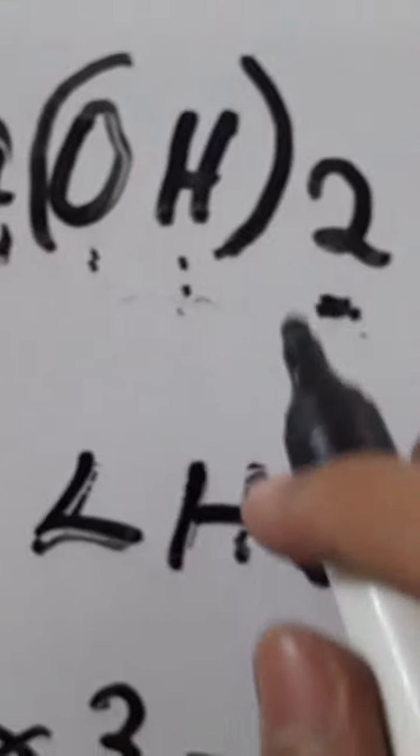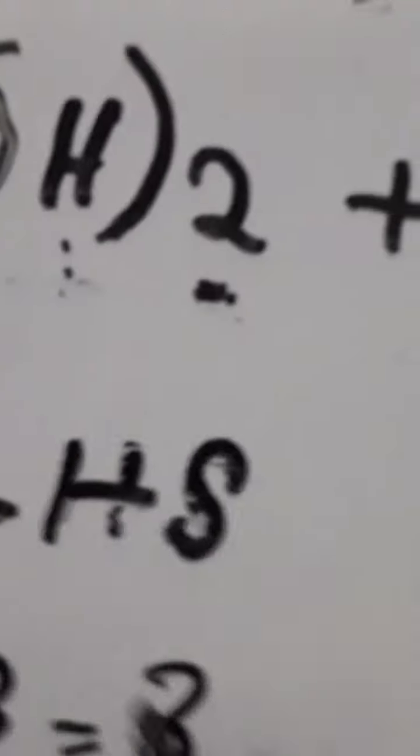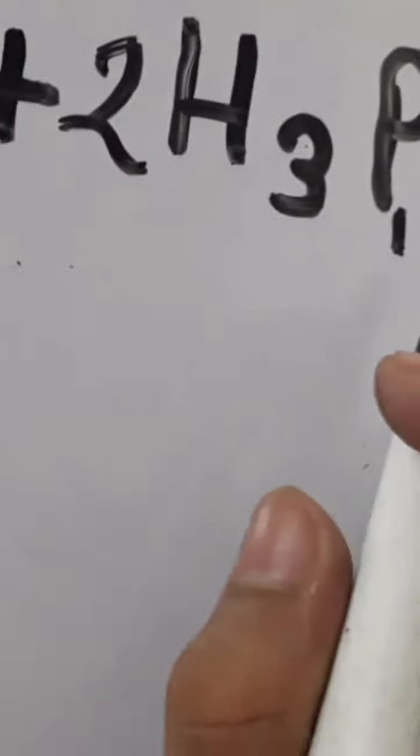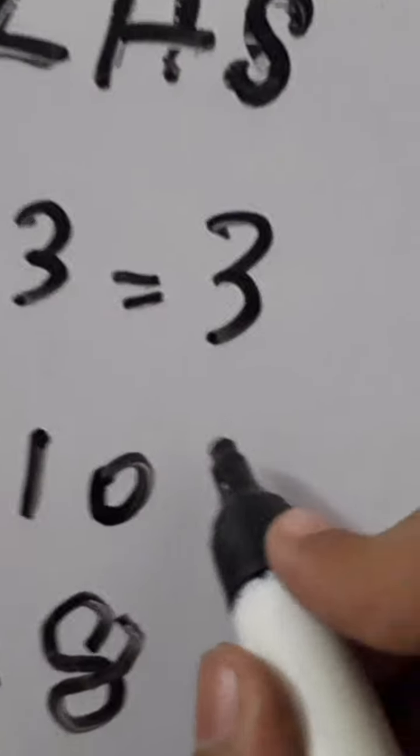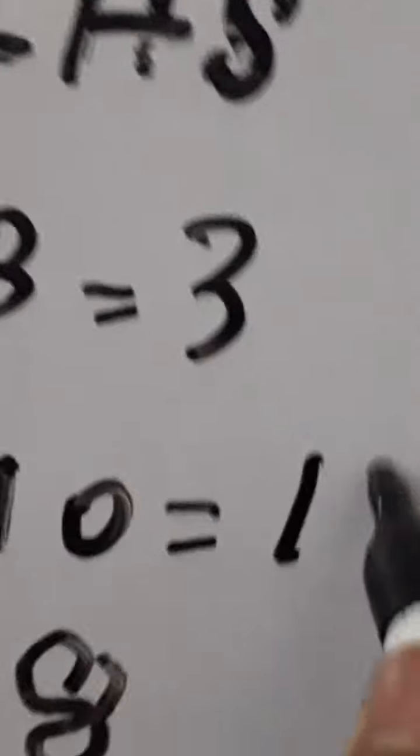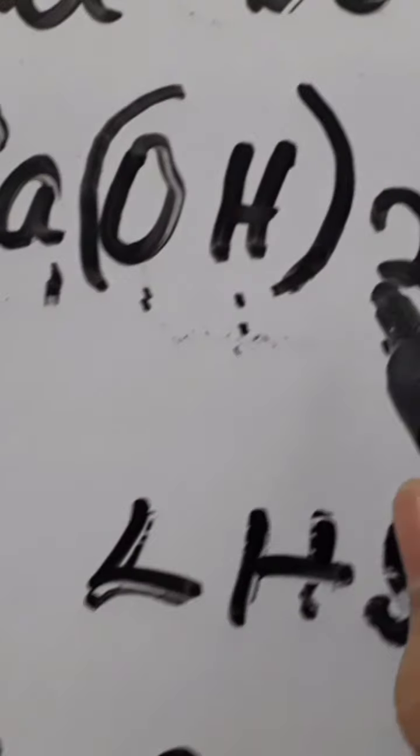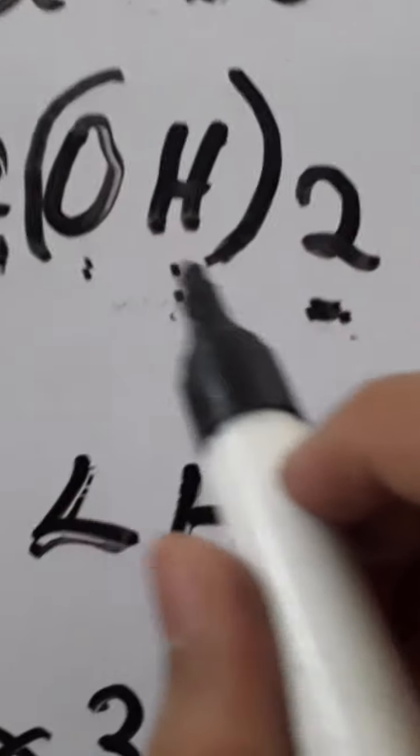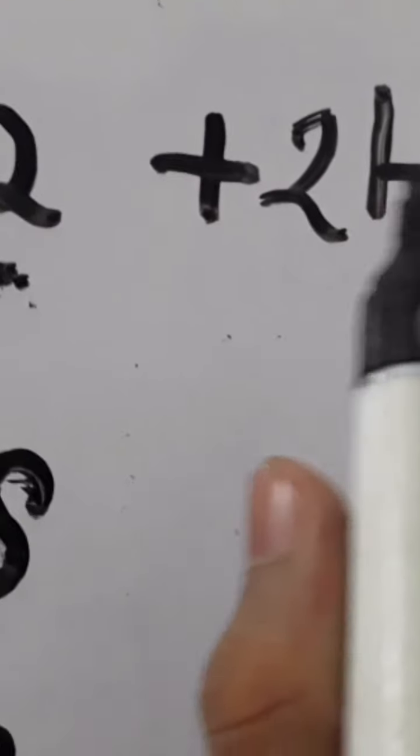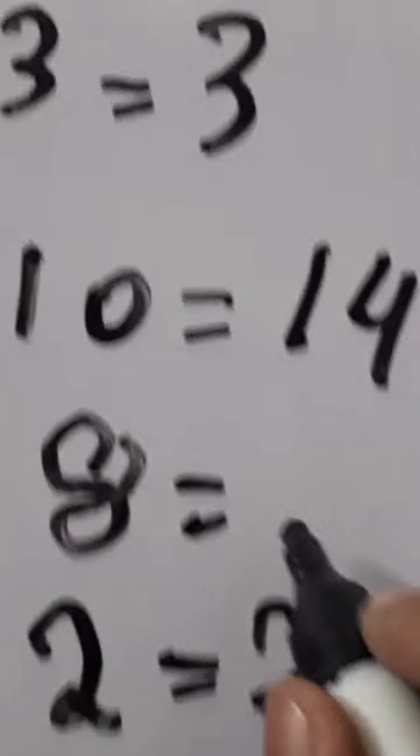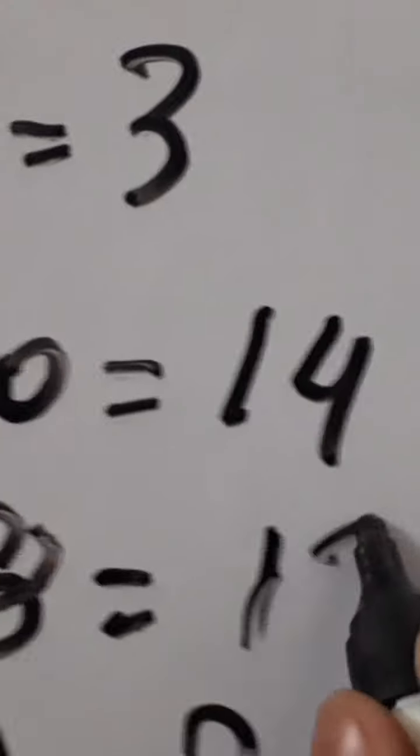So again, now I need to update my oxygen and hydrogen. So in oxygen, here 2 into 3, which is 6, and 4 into 2, 8. 8 plus 6 is equal to 14. In hydrogen, here 2 into 3, which is 6, and here also 2 into 3, which is 6. 6 plus 6, which is 12.